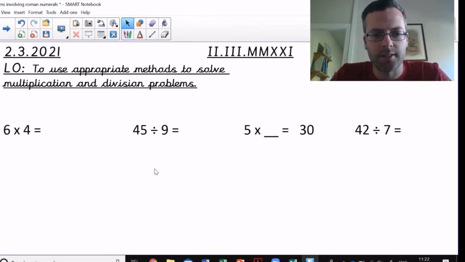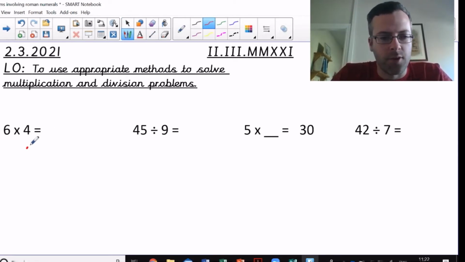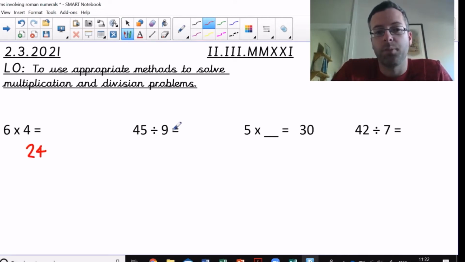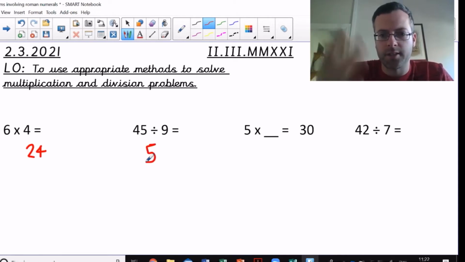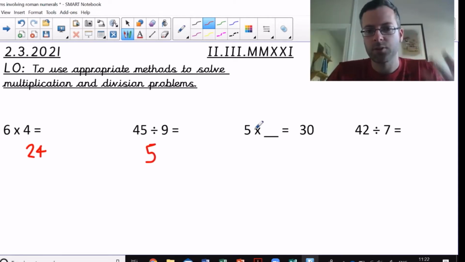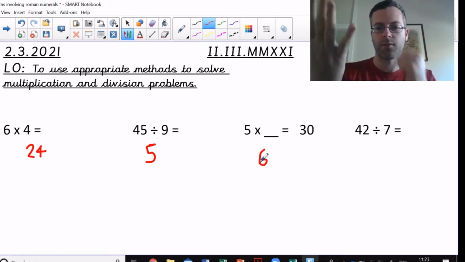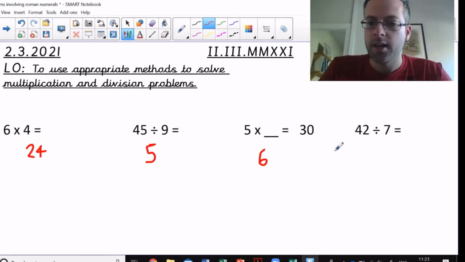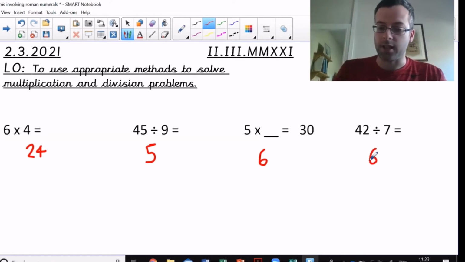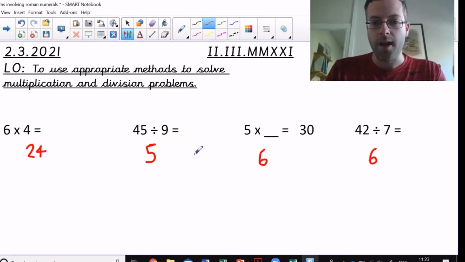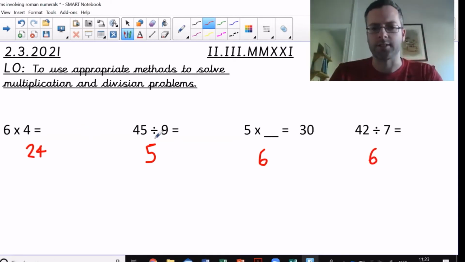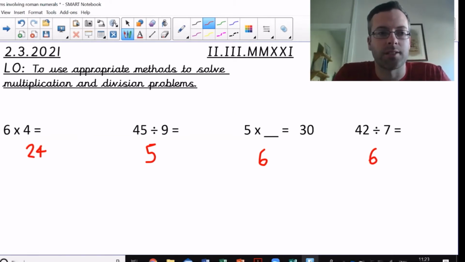If we get problems like this, then like we say, 6 times 4, most of us will just know this. It's 24. 45 divided by 9, most of us will probably just know that it's 5. But if you don't, you can count up in 9s and get there. 5 times 30, most of us will just be able to know that that's 6. Or we might have to go 5, 10, 15, 20, 25, 30 and realise you've done 6 lots. And then 42 divided by 7, and many of us will just know that the answer is 6, but some of us might have to count up in 7s. Either way, I want to see the question and just the answer. So questions like that, I would expect to see just an answer.